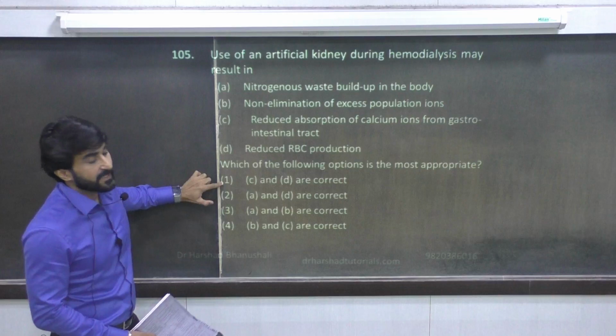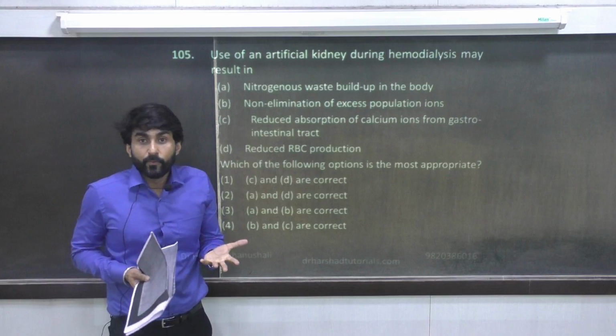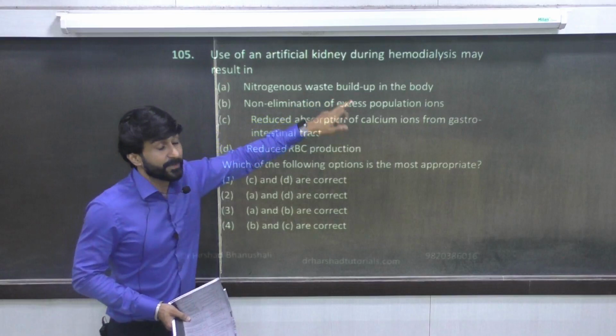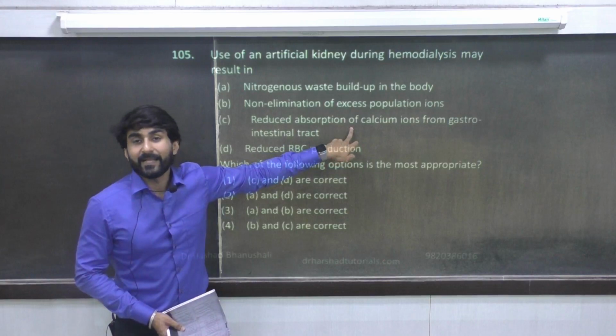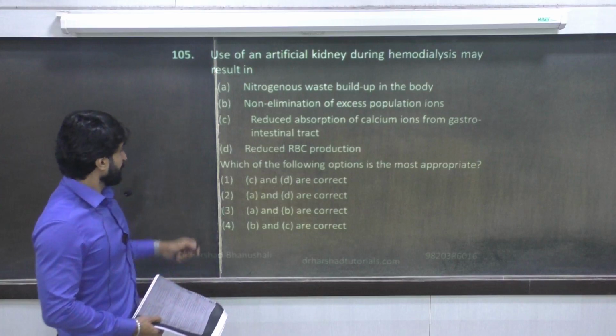Mind you, A and B exist because we will eliminate potassium ions. We would be throwing out nitrogenous waste. This is a misprint here. It should be potassium. It's a typo here. So the answer would be C and D are correct. This, because we lack calcitriol if you're doing dialysis. This, we lack erythropoietin. So our answer for this 105 question would be both C and D are correct. That's option number 1.